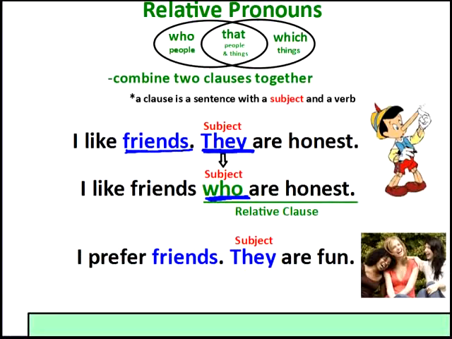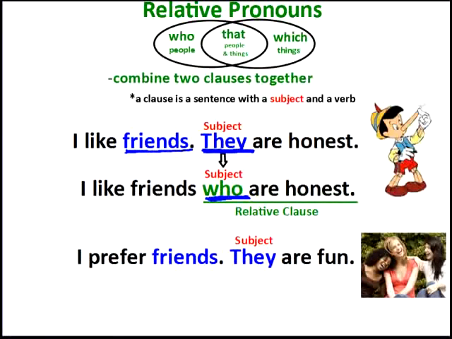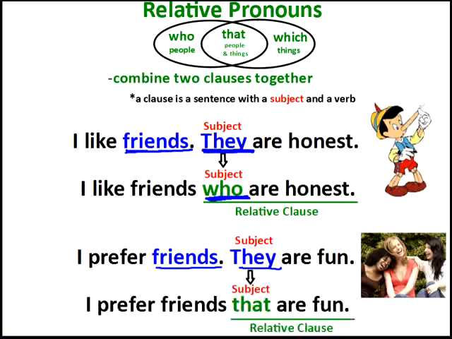Let's take a look at another one. For example, two sentences. I prefer friends. They are fun. Again, same idea. I have friends and they. That's my common word. And I'm going to combine them. I'm going to take away my subject they, and I'm going to use a relative pronoun. And it's going to read like this. I prefer friends that are fun.